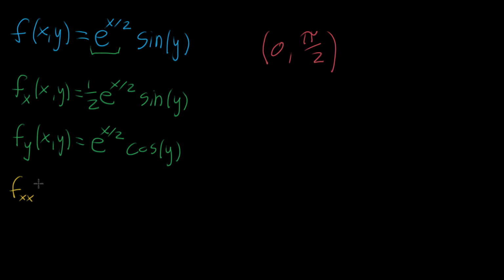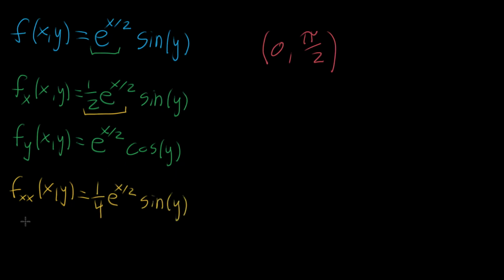So partial with respect to x twice, also a function of xy, like all of these. Let's look up at the original partial derivative with respect to x, and we're now going to take its derivative again with respect to x. This is the only place where x shows up. That 1/2 comes down again. So now it's going to be 1/4 times e to the x over 2. And we just keep that sine of y because we're just multiplying by a constant, sine of y.